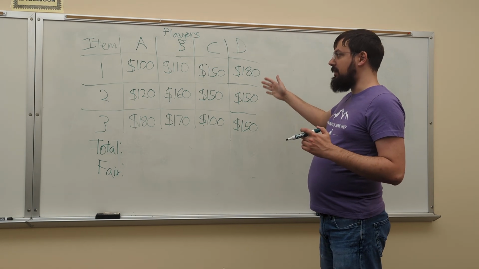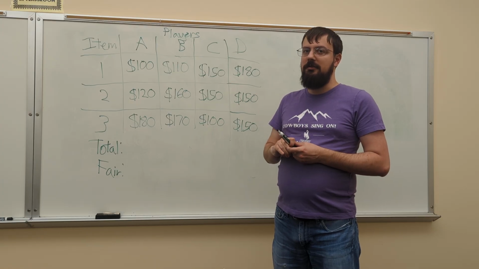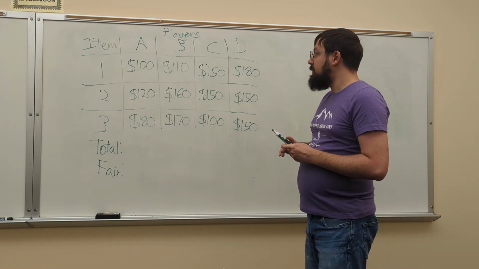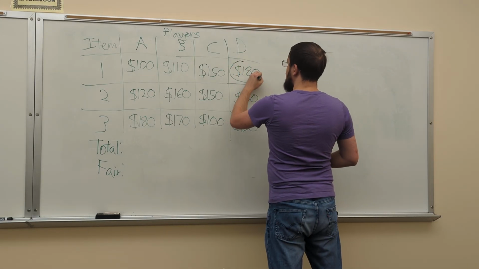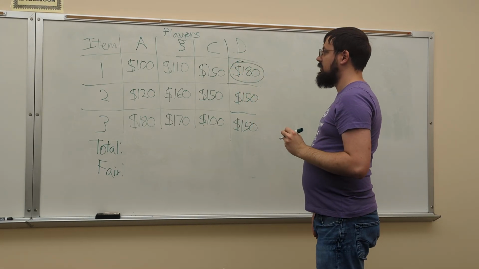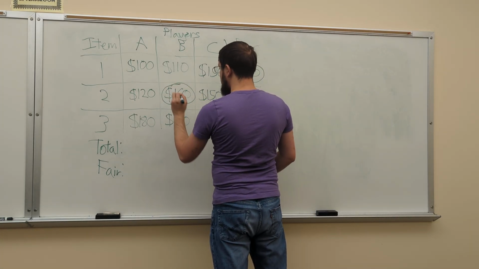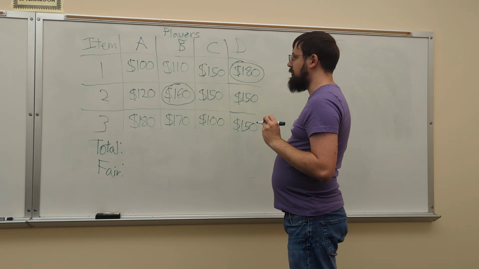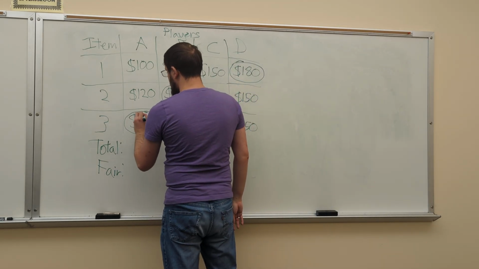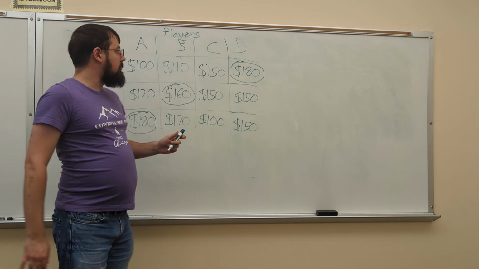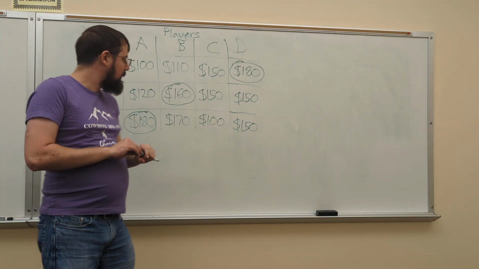Basically what we're going to do at this point is that each of the 3 items is going to go to whoever is the highest bidder. So in this case, item 1, the highest bidder is D at $180. So D is going to get item 1. Item 2, our highest bidder is B at $160. So B gets item 2. And then item 3, our highest bidder is A at $180. Now, note player C hasn't gotten anything yet. Don't worry about that, we will address that.